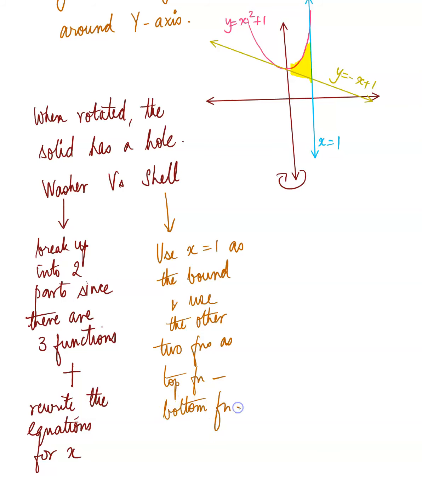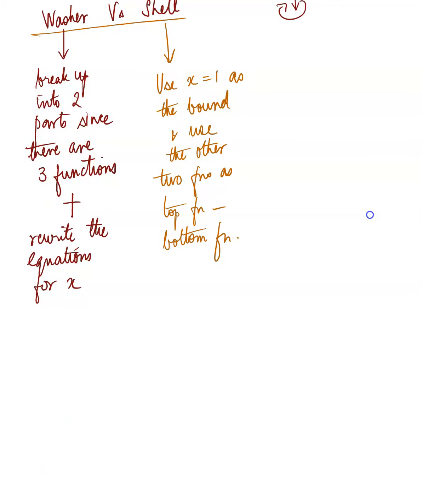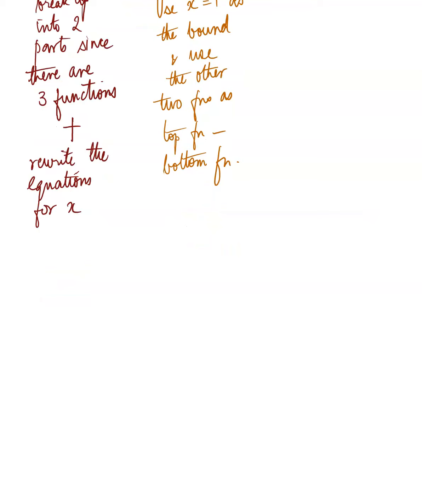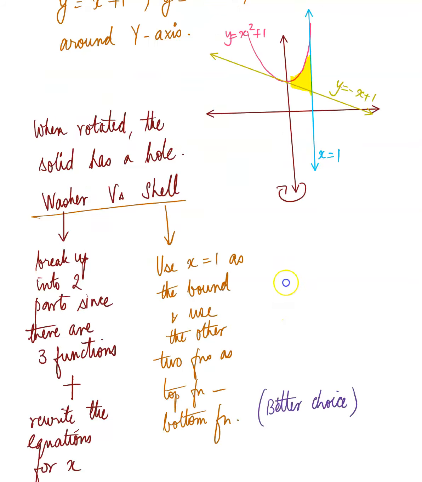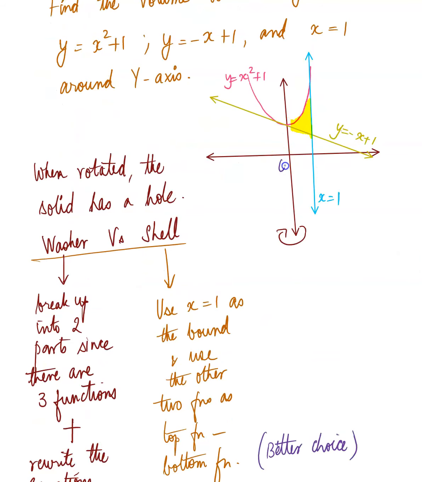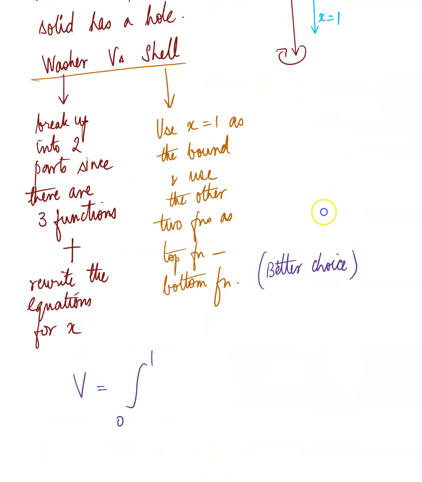So you'll have to kind of reason it out. There is no immediate way to know. You just have to reason it out to know which method will be a better choice. So if you think of this situation here, we see that the shell method reigns. It seems to be the better choice. And so we go from 0 to 1, okay, because we're keeping that as a bound. It's 0 to 1.